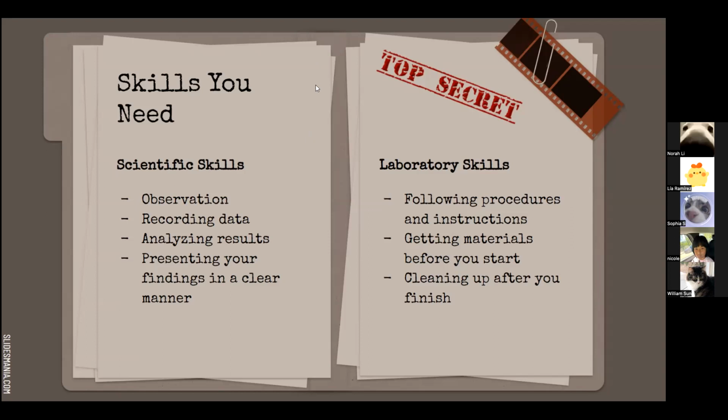In this class, we're going to do a couple labs. So we're going to do paper chromatography. And next week, we're going to do fingerprints. So it's really important to make sure that you know all your lab skills. Some of these would be following the instructions given to you by me and getting all of your materials before you start, instead of scrambling around for things right when you need them. And cleaning up concisely when you finish. Okay. So these are all important things that we're going to be using in our class.